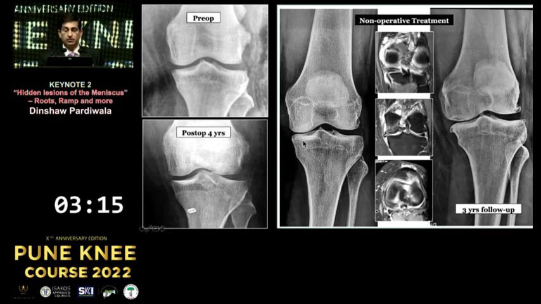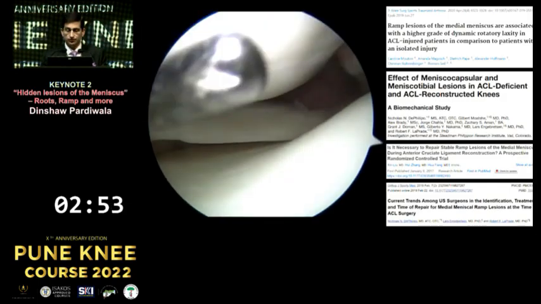So take this patient, for instance. When this patient came to us, this is what it was: a root tear, some amount of varus. The patient didn't want treatment, underwent non-operative treatment, and you can see in 3 years, this patient has gone into a significant medial compartment OA with a spontaneous osteonecrosis of the medial femoral condyle, a SPONK. So if you don't operate on them, many of them will have significant degenerative changes.